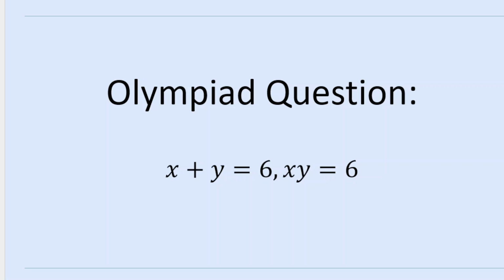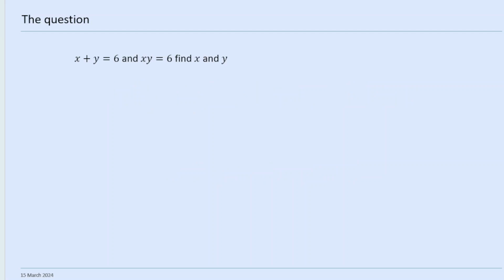I'm Simon. My friend Jeremy suggested we explore this Maths Olympiad question and also whether it generalises. So let's take a look at this. x plus y is 6 and xy equals 6. Find x and y. So these are two equations, but they're not both linear. One's linear and one's a product.